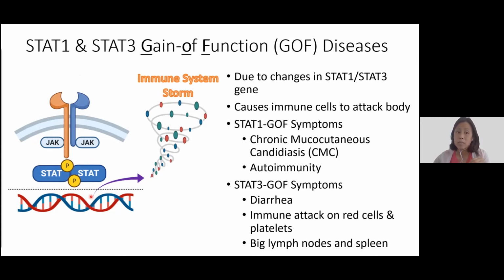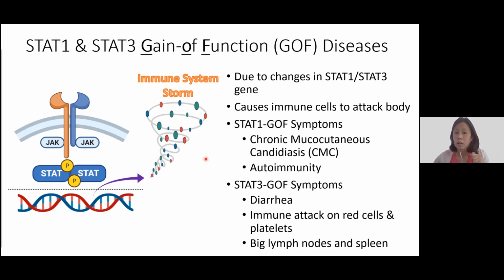And sometimes when they're not behaving correctly, these STAT genes turn on genes that cause the immune system to be very active and abnormal and cause an immune system storm. And it causes the immune system to attack different parts of the body. So, for example, in STAT1 gain of function patients, some patients can actually develop chronic mucocutaneous candidiasis. So this is a type of candidal or fungal infection that develops in the mouth, and they can develop a lot of inflammation from it and get a lot of mouth sores.